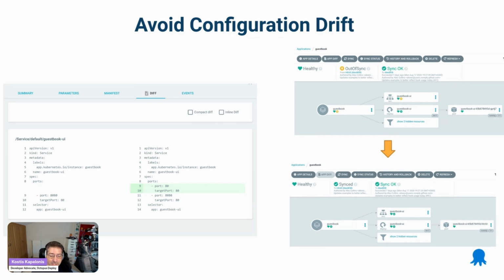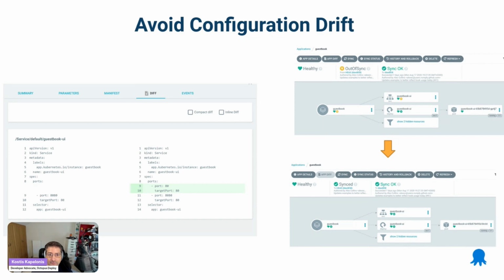Maybe you say, okay, this change happened by mistake. I don't want this change. Please discard it. And Argo CD can be set up to automatically discard manual changes. Or you can say, oh, we love this change. We need it. Let's commit it to Git. But this is your choice, and you know about it.